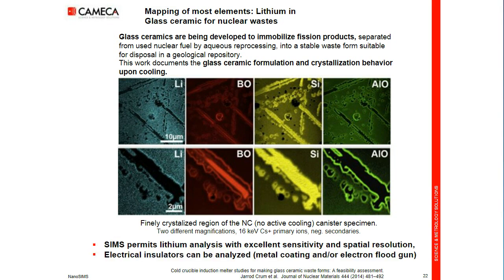What we can add also is that, as it's an insulator, it's possible to analyze such a sample in the NanoSIMS using an electron flood gun. That is one option of the instrument. And generally, we also use a metal coating, a thin layer of metal coating, platinum for example, to help in charge dissipation.